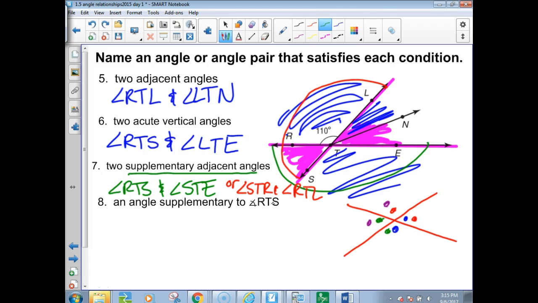Okay, an angle supplementary to RTS. All right, we're back to next 2. Supplementary, we want one that helps it make a straight line. Let's go with Kayla's answer of this one plus this one would be a straight angle. So supplementary to angle RTS would be angle RTL. It's not the only answer, though. It could have been STE.